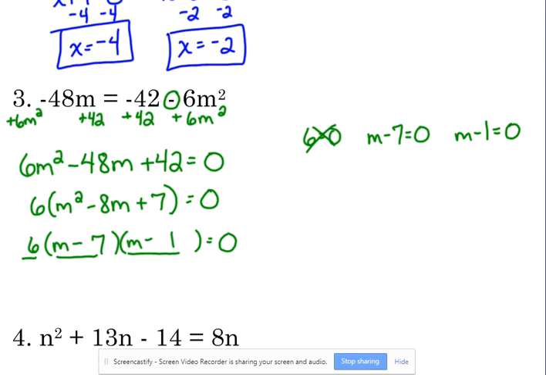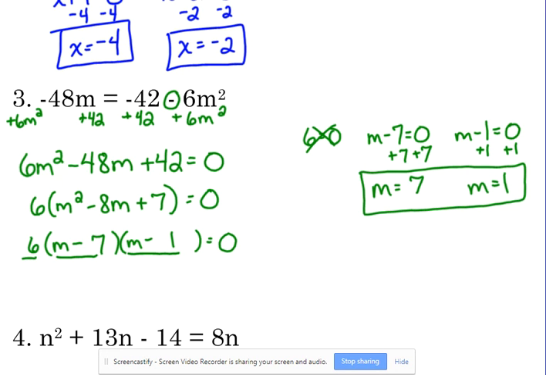Okay, so 6 is not equal to 0. M minus 7 is equal to 0. M minus 1 is equal to 0. We add 7, so we get positive 7. We add 1, we get positive 1. Those are our 2 solutions.